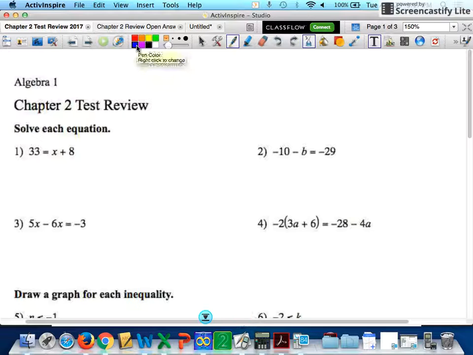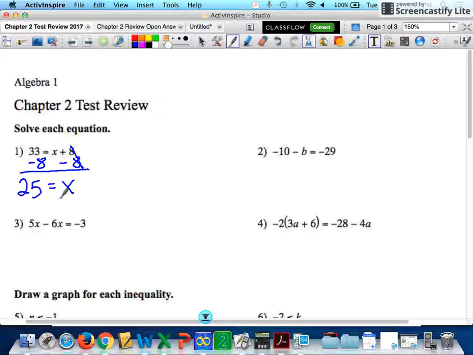So we take a look at number 1, we want to get x by itself. That's how we solve equations. We get variables by themselves. So we want to get x by itself. The first thing we have to do is take care of this positive 8 that's over here. Well, to take care of that positive 8, we have to subtract 8 from both sides. Whenever we do that, those will cancel. On the left-hand side, we have 25 equals x, and we're done with that problem.